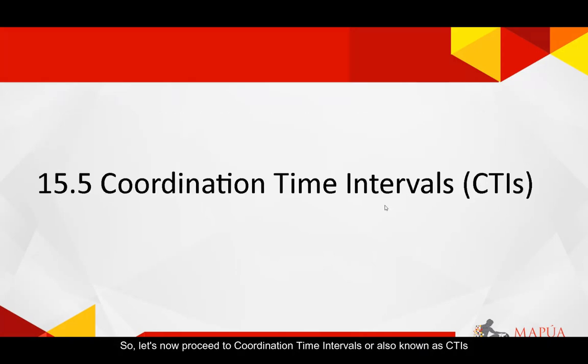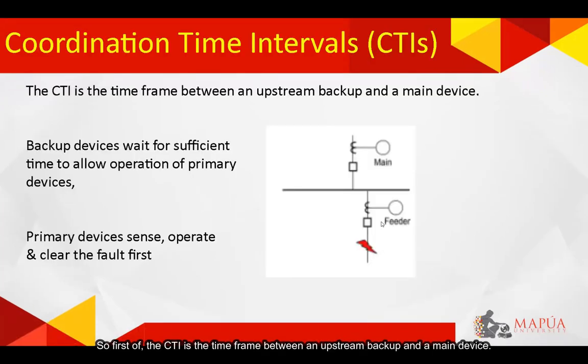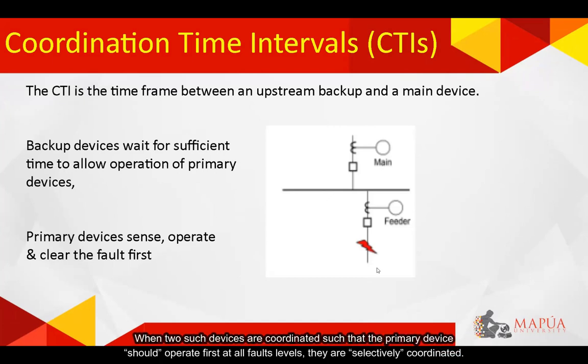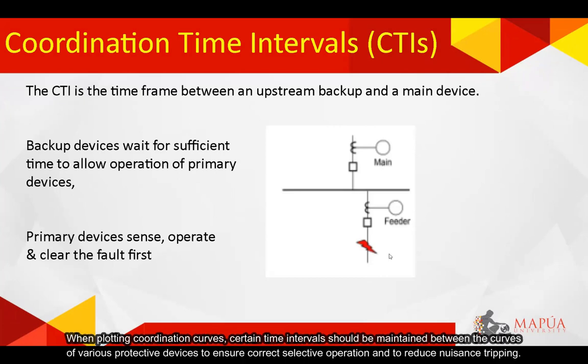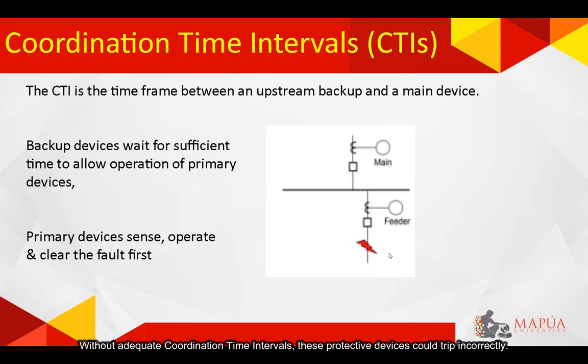So let's now proceed to the coordination time intervals, also known as CTIs. First off, the CTI is the time interval between an upstream backup and the main device. When two such devices are coordinated such that the primary device should operate first at all fault levels, they are selectively coordinated. When plotting coordination curves, certain time intervals should be maintained between the curves of various protective devices to ensure selective operation and to reduce nuisance tripping. Without adequate coordination time intervals, these protective devices could trip incorrectly.